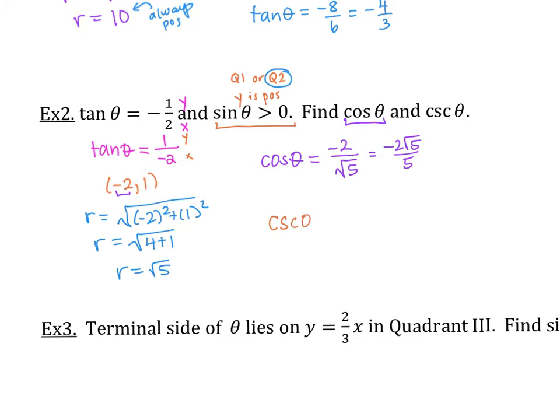Okay, cosecant is the reciprocal of sine. So since sine is y over r, cosecant must be r over y. So what did I get for r? R is root 5. The y coordinate I chose was 1. So I got root 5 over 1, which means the cosecant is just square root 5.